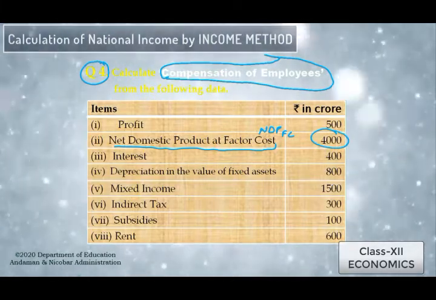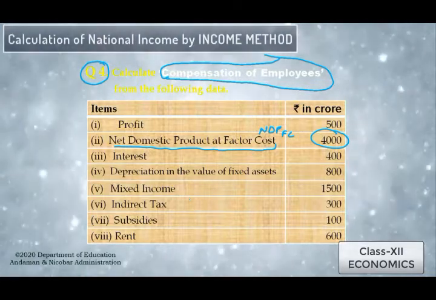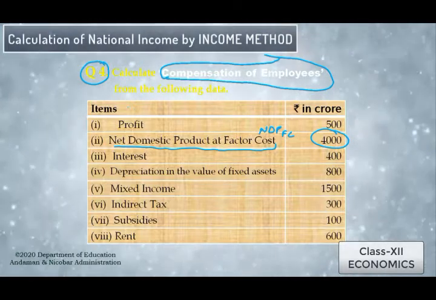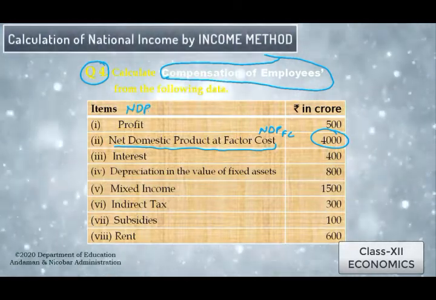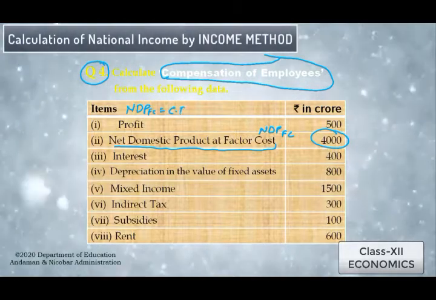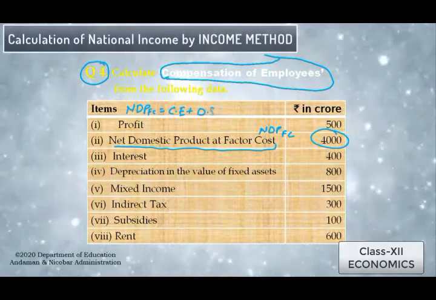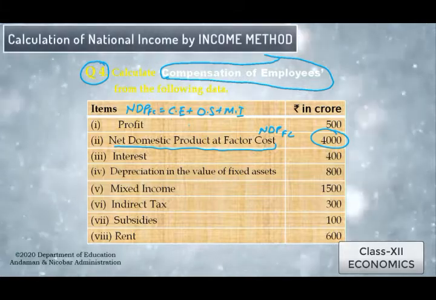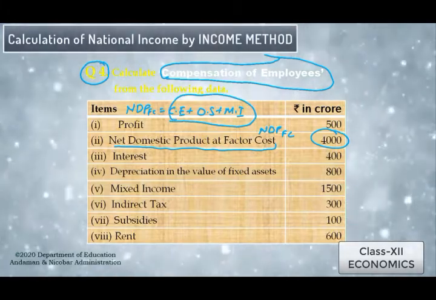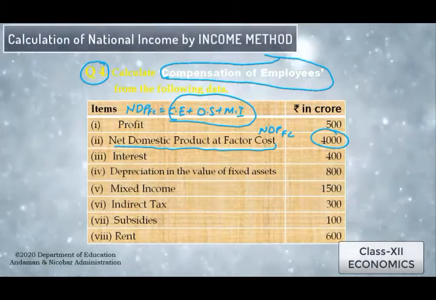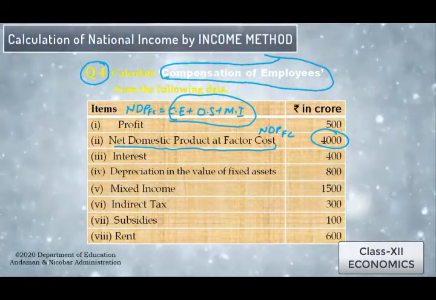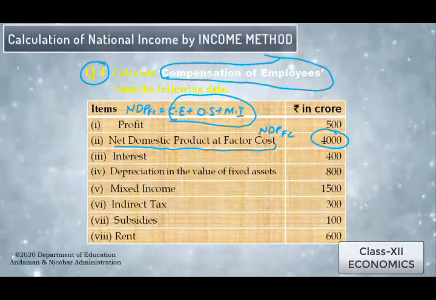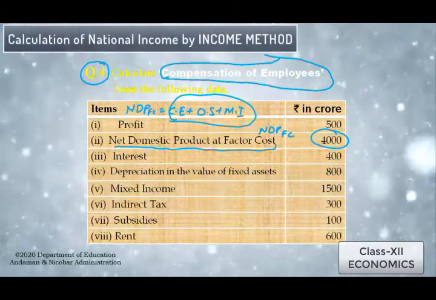So by this we can very easily calculate the value of compensation of employees, because you know that the value of NDP at factor cost can be calculated by adding the value of compensation of employees, then the value of operating surplus and the mixed income. So when we add all these three, we will directly get the value of NDP at factor cost. So we have the value of NDP at factor cost in the table given below. So by this we can very easily get the value of compensation of employees. So let's see the solution.